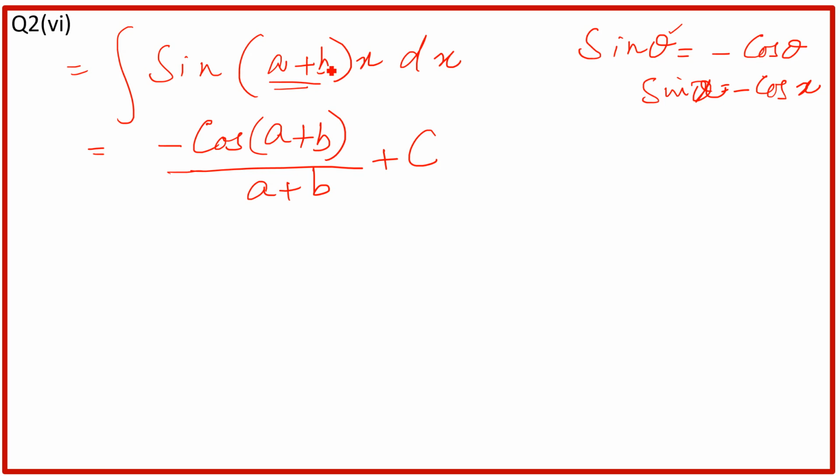If we do not have a plus b here, so for sin x, we integrate to minus cos x. But if we have a constant, then write down the same thing that you have in the numerator, and then divide by the constant, and this is the answer, right?